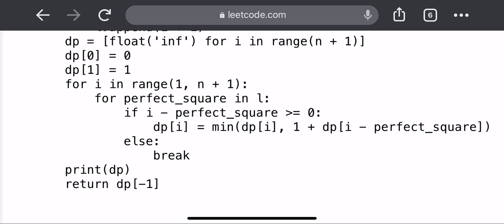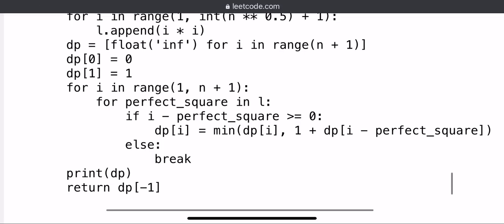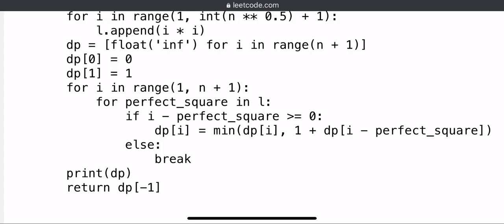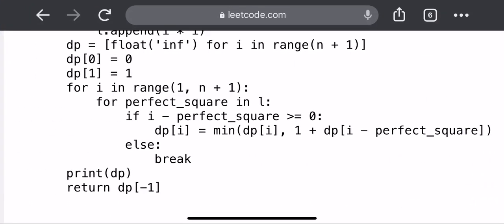And if we do this for all i from 1 to n plus 1, we will get the answer in the last node. The last node is 12 and the answer is 3, and we are just returning the value for the last node, dp of -1.